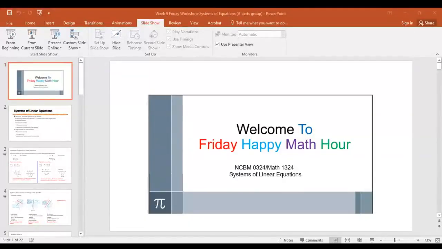They share a point. On this particular graph, it's easy to see, if I count my spaces, that the point is 3, 2. This x value of 3 and y value of 2 is shared by both of these lines. It's where they both intersect.